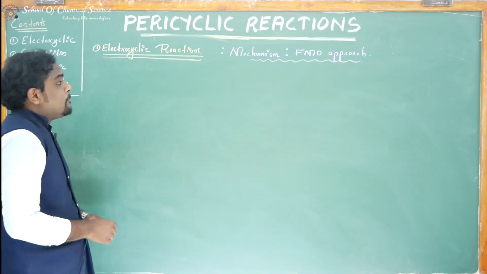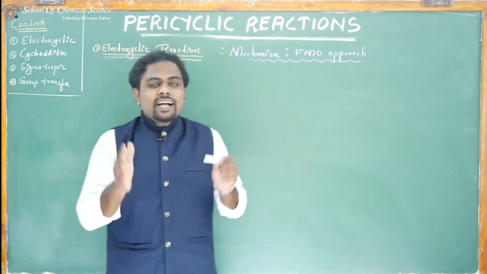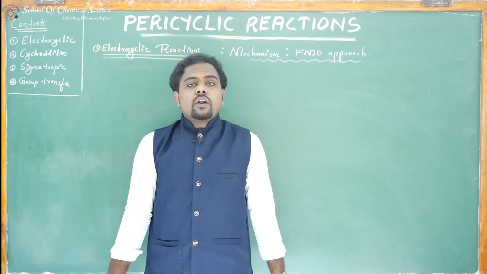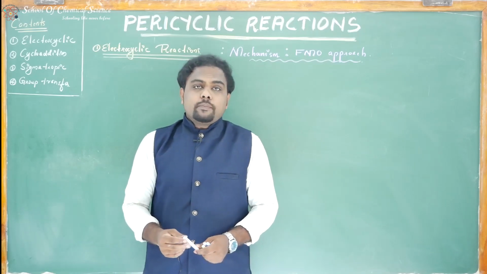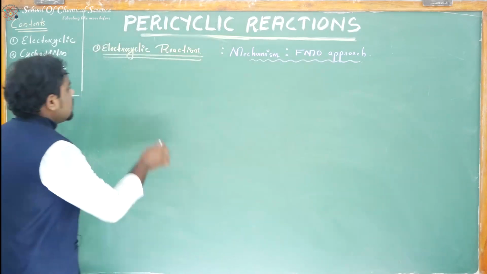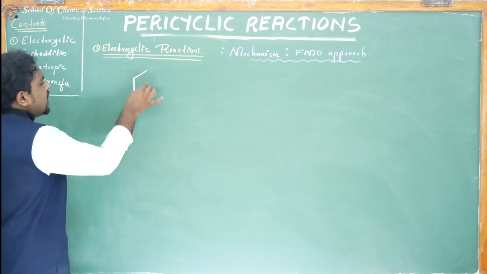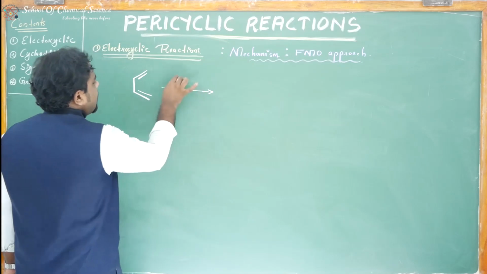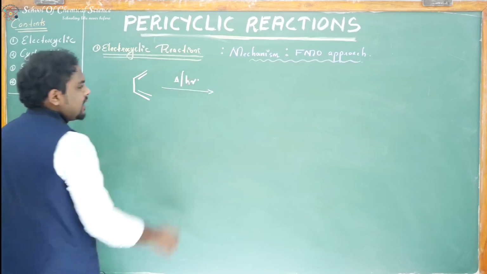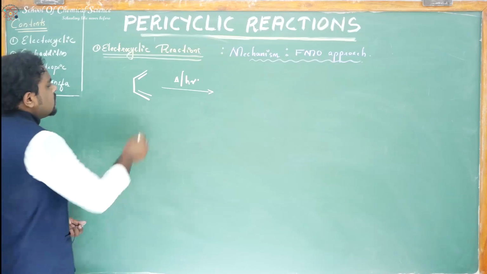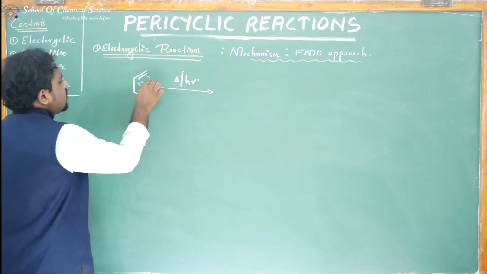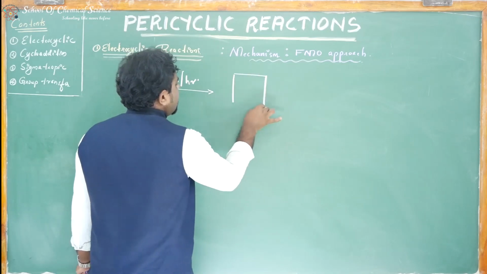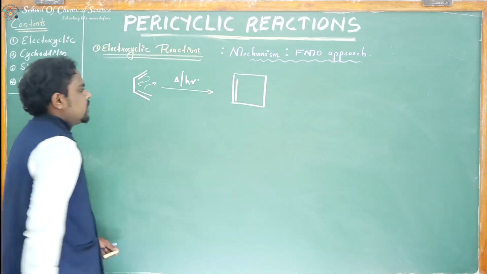Electrocyclic reaction mechanism. The mechanism of electrocyclic reaction is explained by Frontier molecular orbital approach. For example, consider 1,3-butadiene under thermal or photochemical condition. What happens? Here pi electrons undergo shifting and form a four-membered cyclic compound.